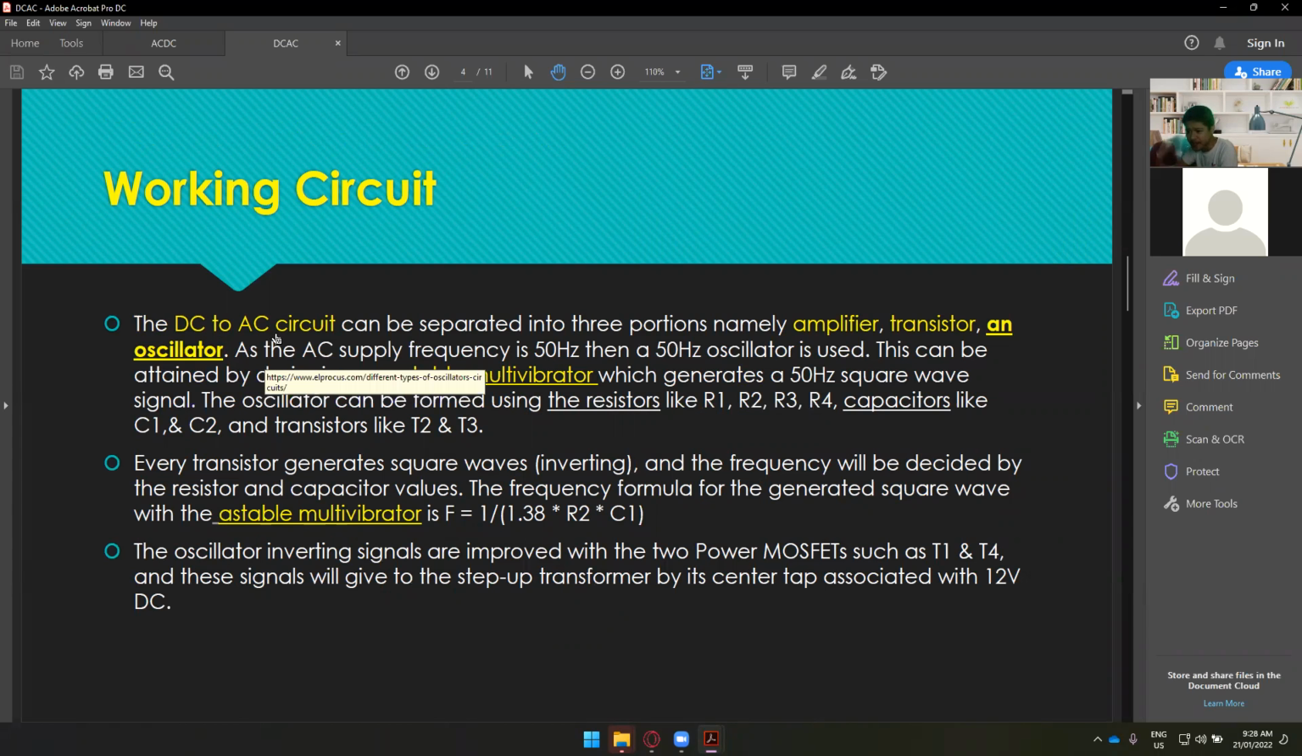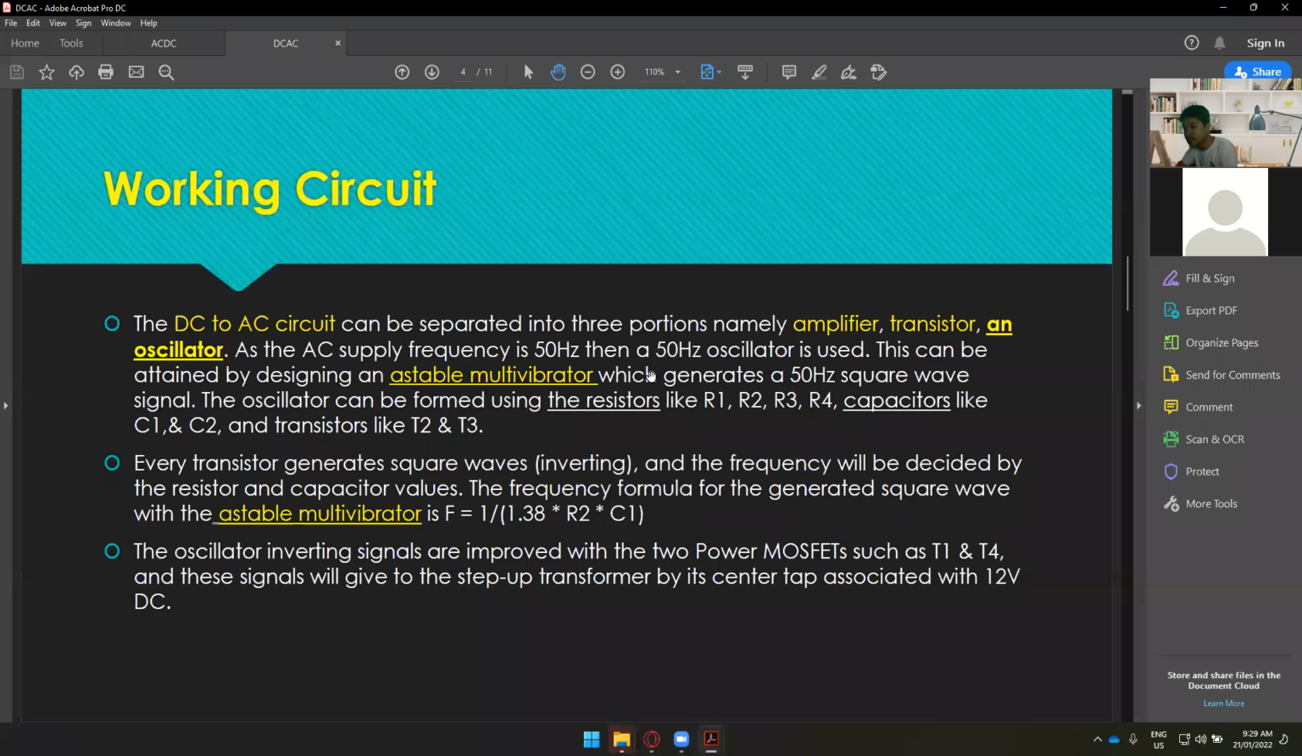The DC to AC circuit can be separated into three portions, namely the amplifier, transistor, and then an oscillator. As the AC frequency is 50 Hertz, a 50 Hertz oscillator is used. Of course, you can change this into 60 Hertz since here in the Philippines we're using 60 Hertz. So if you need 60 Hertz, then you have to use an oscillator which is also 60 Hertz. This can be attained by designing an astable multivibrator. So search on the internet on how to design an astable multivibrator.